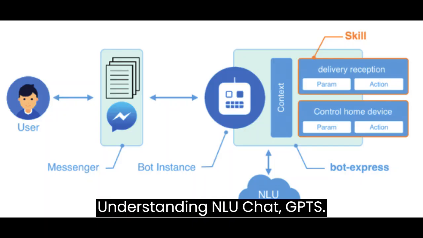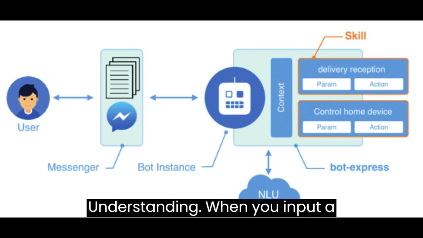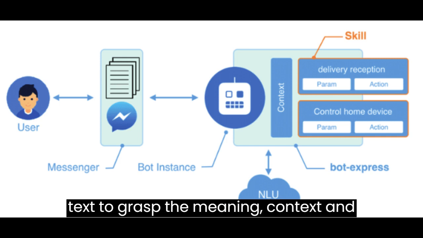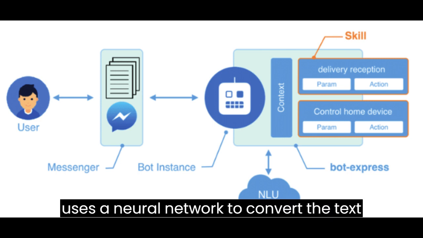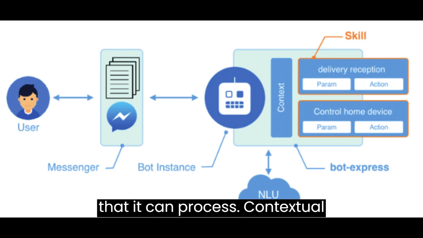Natural language understanding, NLU. ChatGPT's first major task is natural language understanding. When you input a question or statement, it analyzes the text to grasp the meaning, context, and intent behind the words. It uses a neural network to convert the text input into a numerical representation that it can process.